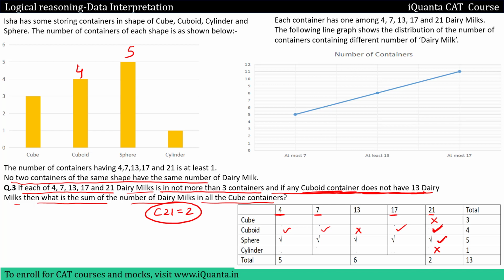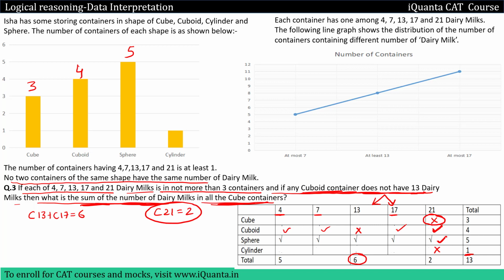Now earlier we found an equation which was C13 plus C17 equal to 6, or we can make it from here also from the table. C13 plus C17 will be equal to 6 in total. In the question, what we are trying to do is find out the sum of number of dairy milk in all the cube containers. So we are trying to find out the sum, not maximum or minimum. How many cube containers were we having? We were having 3 cube containers. We have already seen that a cube container cannot have 21 chocolates. If we look at cylinders, only one cylinder is there.